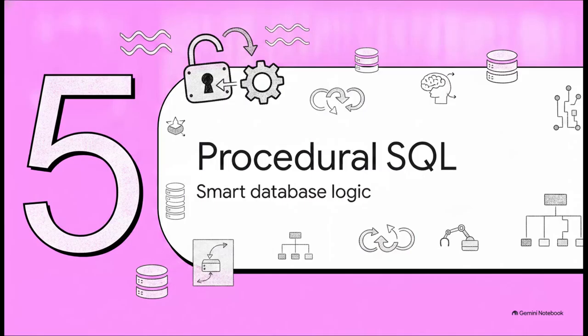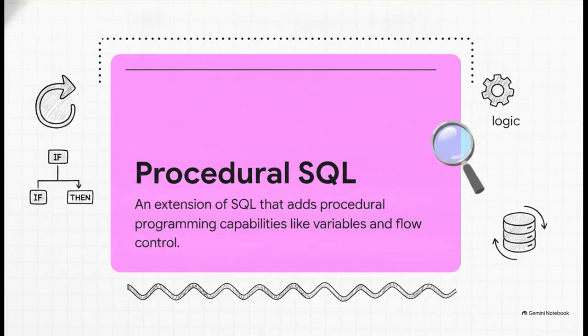Section 5. Procedural SQL and Automation. Smart Database Logic. All right, let's recap where we are. We've built the structure, we've moved the data, and we know how to save or undo our changes. But a modern database is more than just a dumb storage locker.